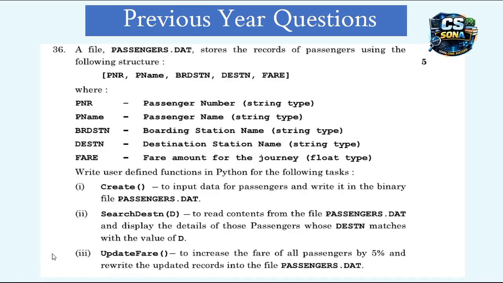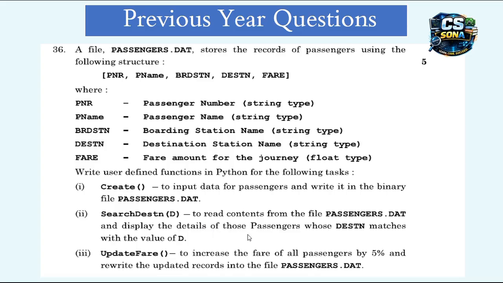What does it mean? We have to create a file and write the data to passengers.dat. Now search DSTN D, inside the bracket we have an argument to receive, to read the contents from the file passengers.dat and display the details of those passengers whose destination matches with the value of D. So D will be passed and that will be a destination. So D will be a string type that has to be matched with the DSTN, that we have to search, and display all the passengers' details.